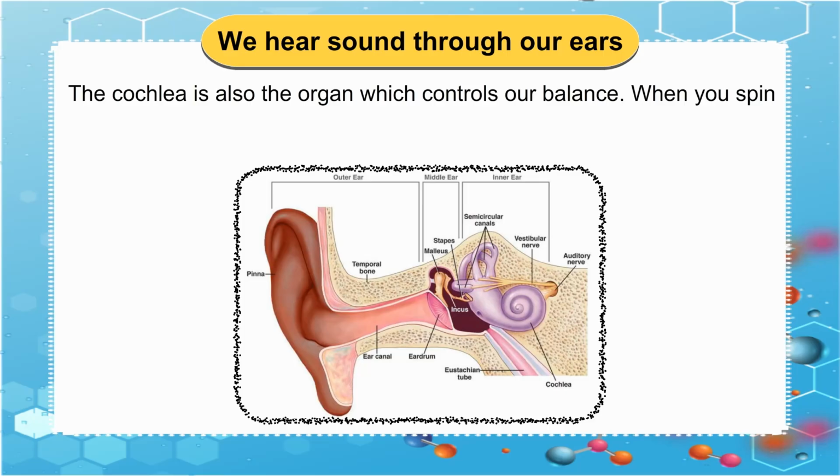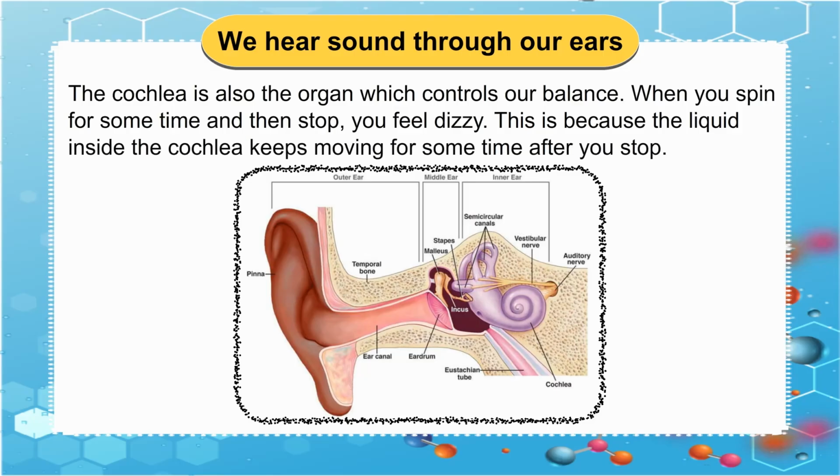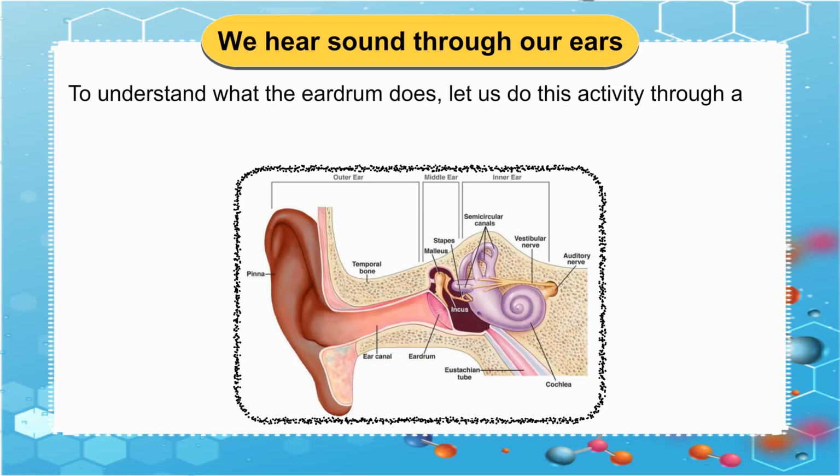The cochlea is also the organ which controls our balance. When you spin for some time and then stop, you feel dizzy. This is because the liquid inside the cochlea keeps moving for some time after you stop. To understand what the eardrum does, let us do this activity through a Tinkercad model of the eardrum.